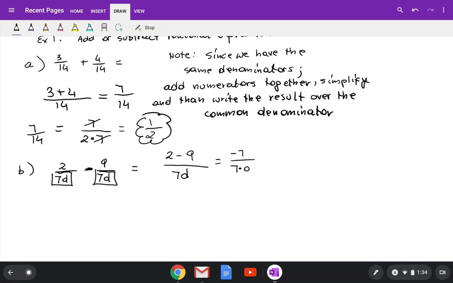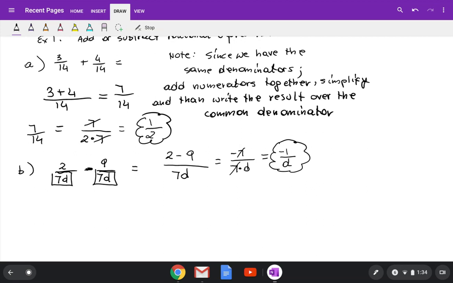7D means 7 times D. So you can simplify this fraction. 7 will cancel and you end up with negative what? Of course, it's going to be negative 1. If you don't have a number, it's always 1 over D. So that's our final solution, negative 1 over D.